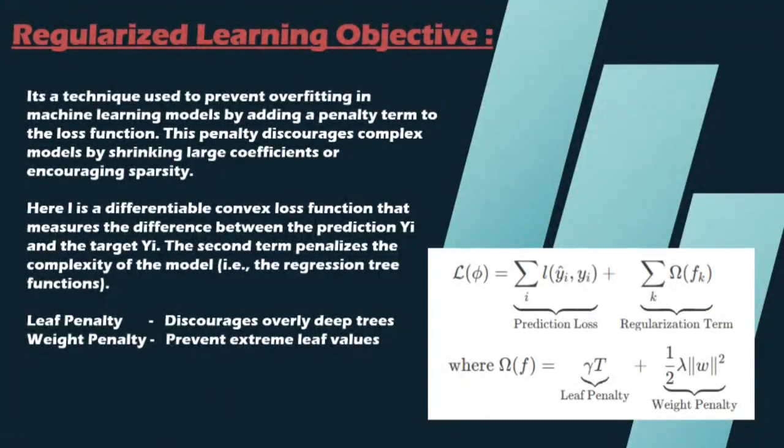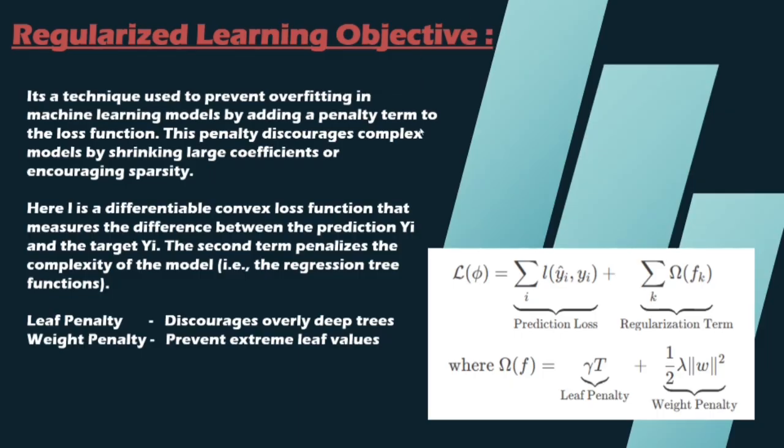Regularized learning objective. As you can see, it's a technique used to prevent overfitting in machine learning models by adding a penalty term to the loss function. This penalty discourages complex models by shrinking large coefficients or encouraging sparsity, that is, a situation where a large portion of the model's parameters have a negligible impact.